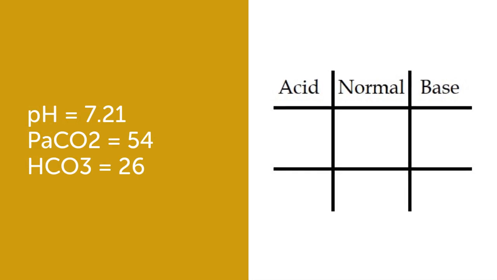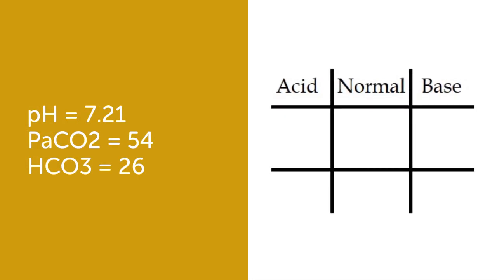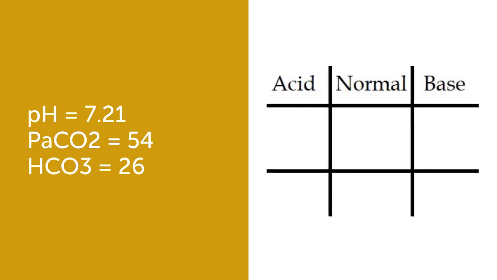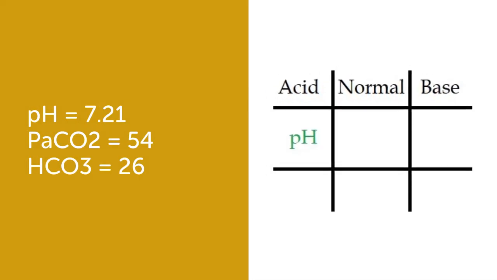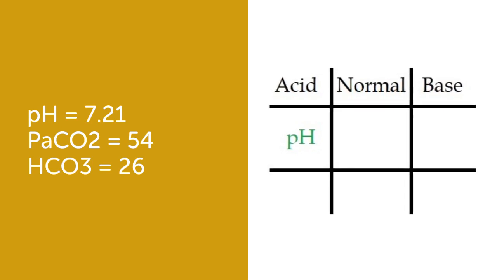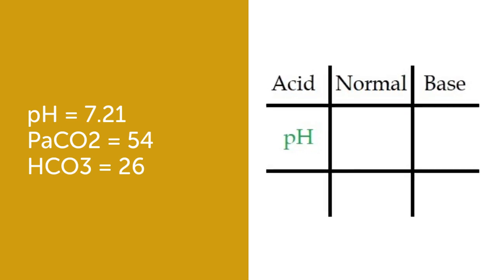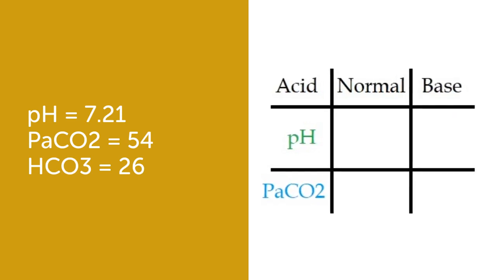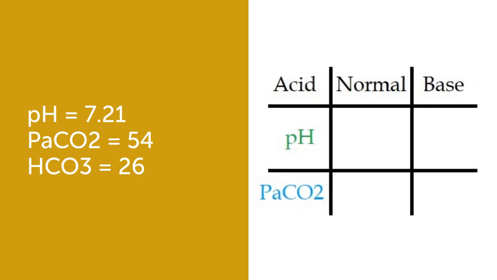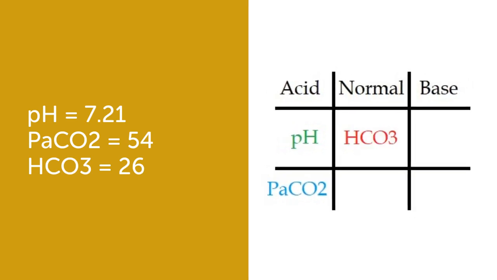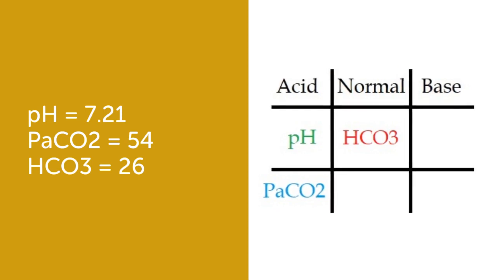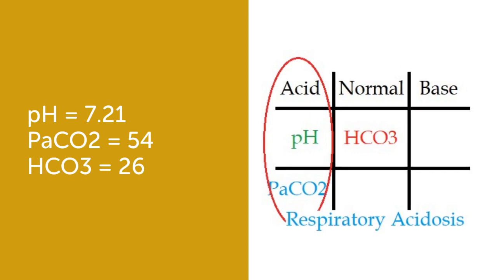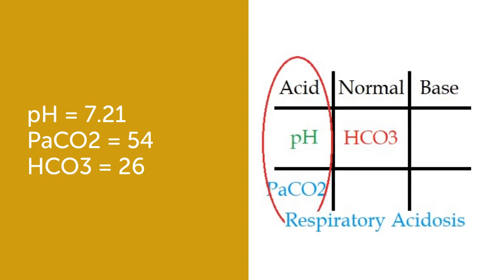Let's say that we draw an ABG on this patient with a pH of 7.21, PaCO2 of 54, and a bicarb of 26. The pH is less than 7.35, so we put the pH in the acid column. At 54, the PaCO2 is greater than 45 and therefore represents an acidic value and gets placed in the acid column. At 26, the bicarb is in that normal range of 22 to 26, so it goes in the normal column. All the spaces in the acid column are filled up, so we know we have an acidosis.